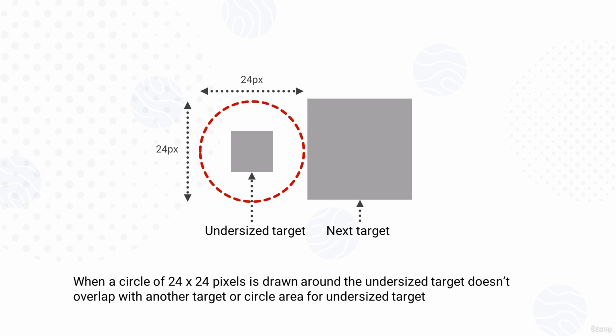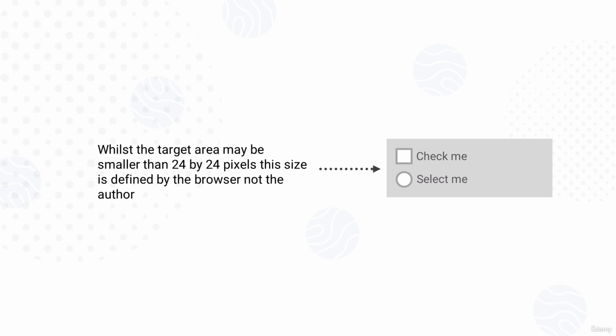But that isn't to say all controls must have 24 by 24 pixel target sizes. A few exceptions exist. If native HTML controls are used, as is with no styling applied, this will pass the criterion. Whilst the target size area may be smaller than 24 by 24 pixels, this size is defined by the browser, not the author. However, once a style is introduced on those controls, they are no longer exempted.